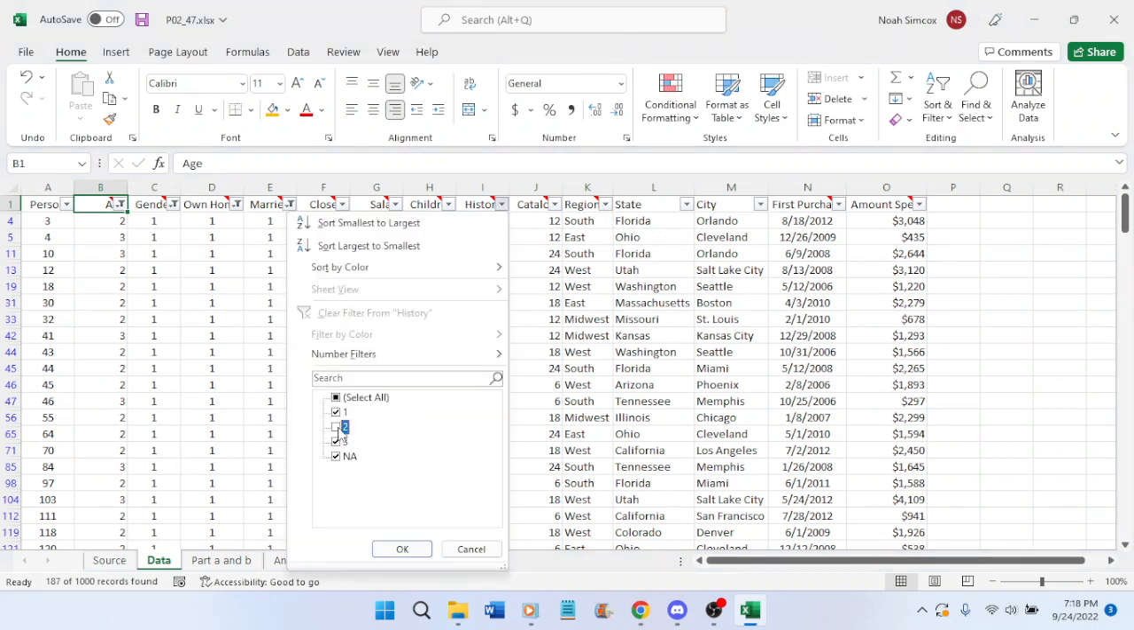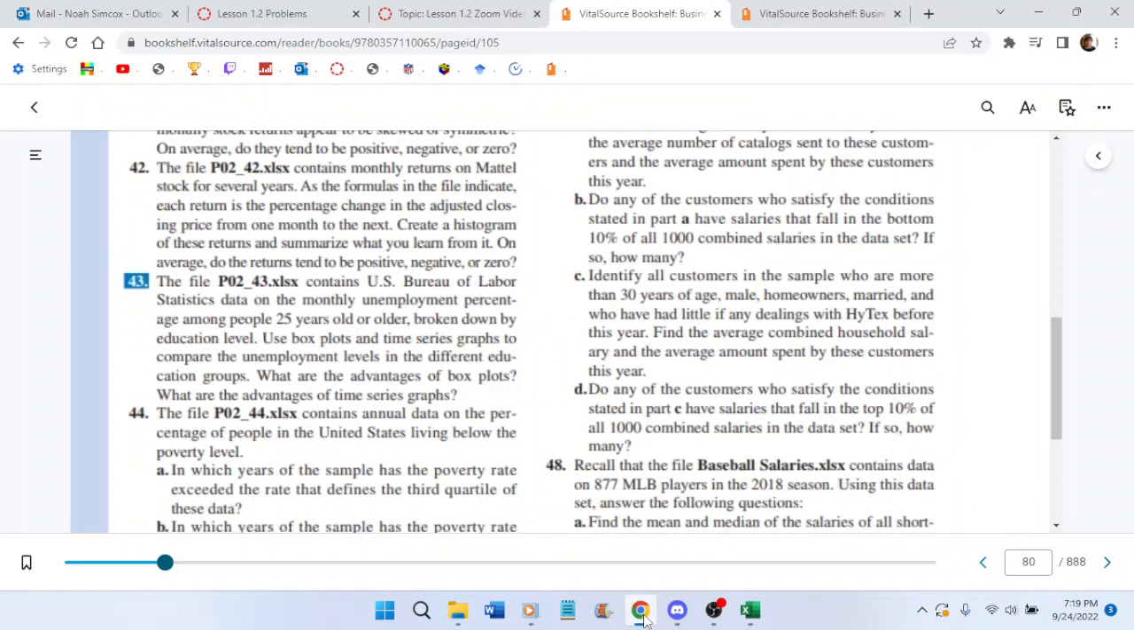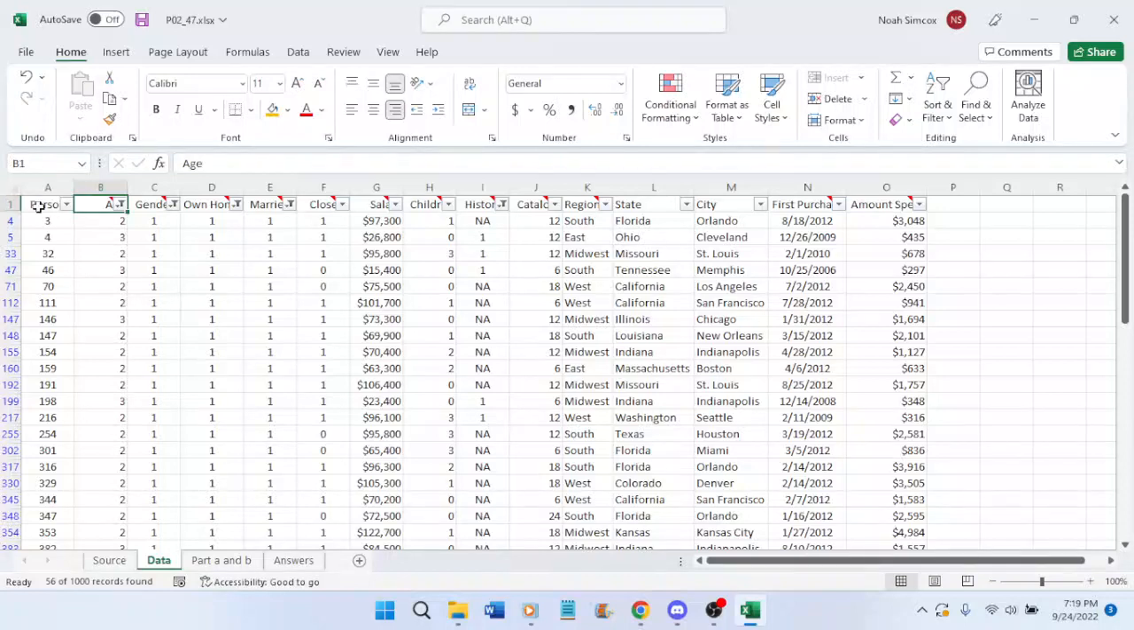Oh, jeez. 2 and 3 are not. 1 and NA because they're either a low spending or nothing. So I think that's all we need for the filter. I'm pretty sure that's it. So now we'll just select all of it.